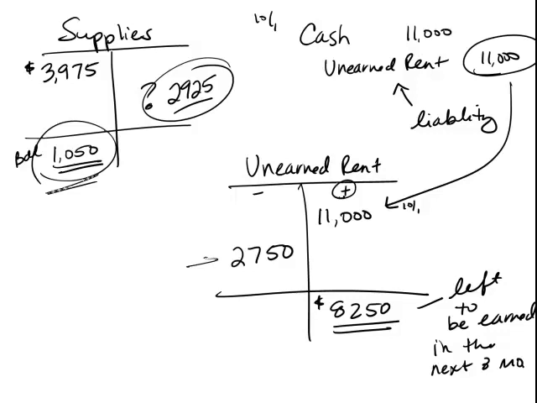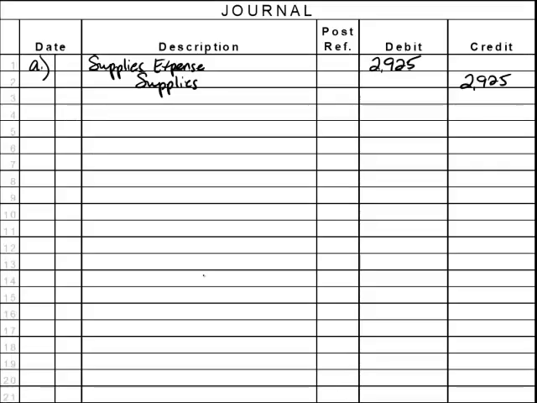So let's book this journal entry. Our journal entry will be a debit to unearned rent for $2,750 and a credit to rent revenue for $2,750. That takes it out of unearned rent, puts it into rent revenue.